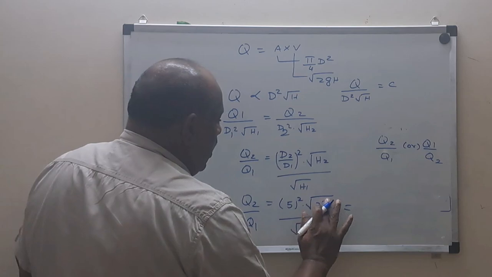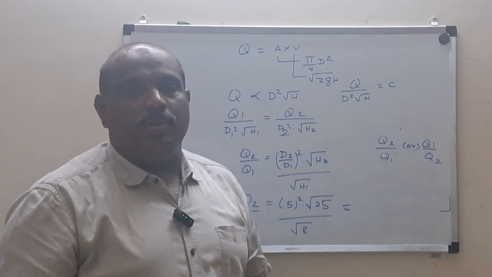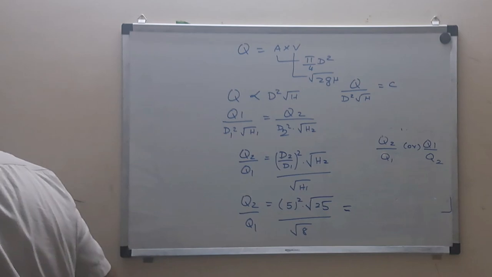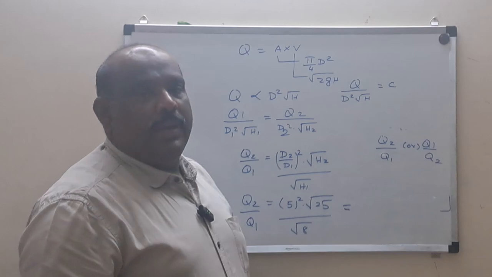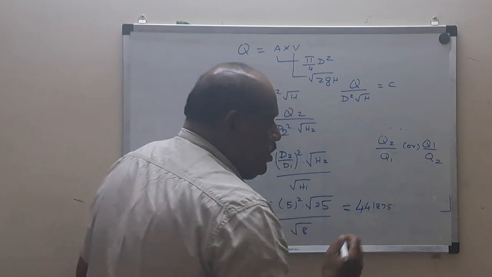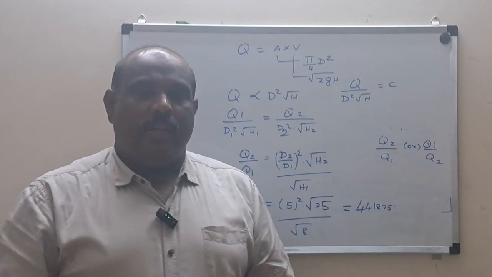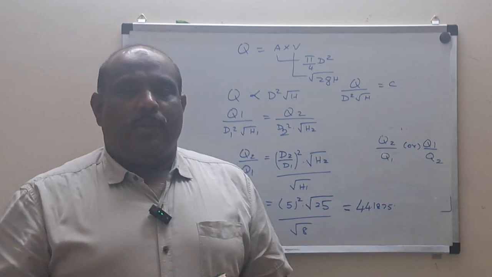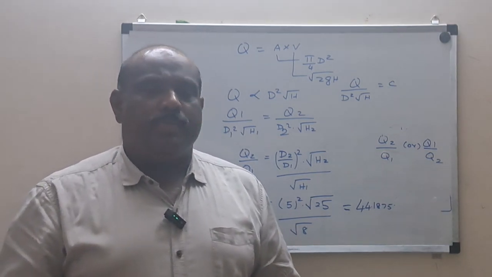So from this value we can get the ratio of Q2 by Q1. This value of Q2 by Q1 is coming to be around 44.1875. So it's a very simple problem where we'll be able to find the solutions whatever we require by doing a similarity analysis or a similitude analysis. I hope you enjoyed the numerical part of this problem. Hope to see more problems. Thank you.